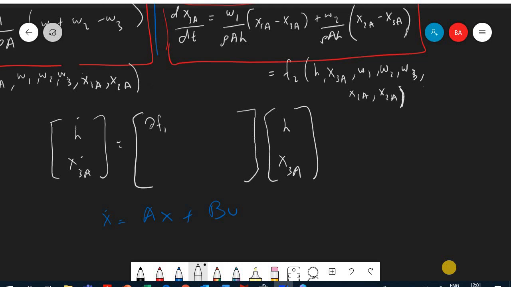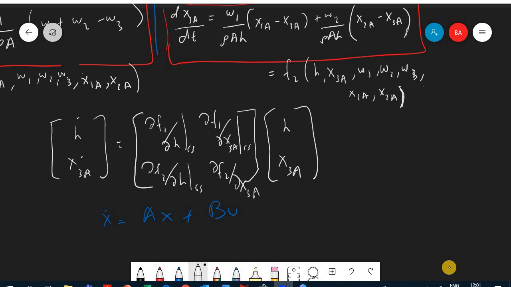I'm just repeating this just to see it. Looking at our system here, I have df1 by dh at steady state, and then df1 by dx3a at steady state, and then df2 by dh at steady state, and df2 by dx3a at steady state. I did this in a bigger font, so dx3a at steady state. I know this is small, but it's good enough for you to look at.